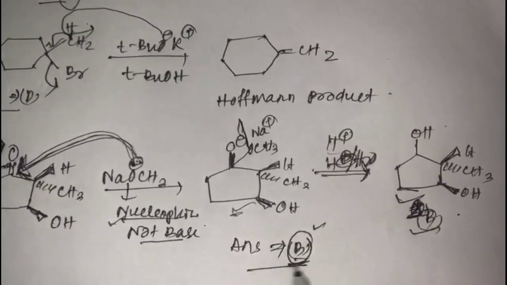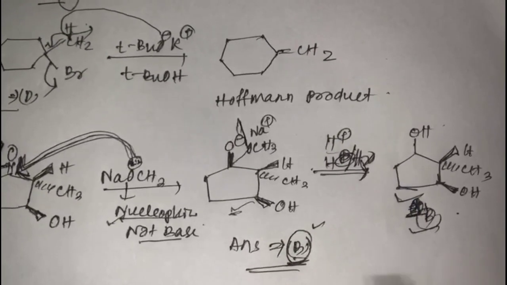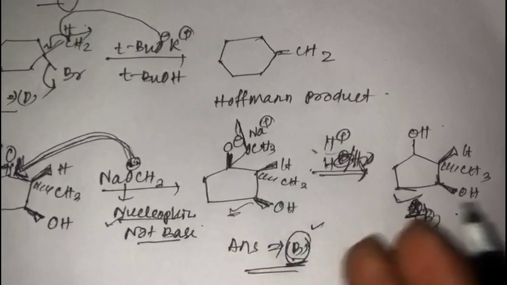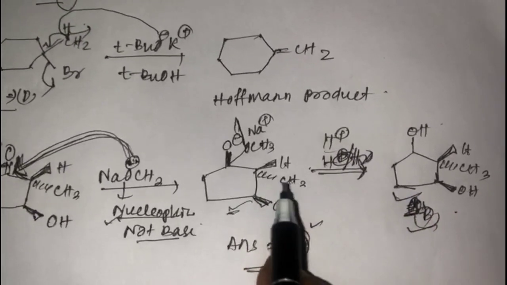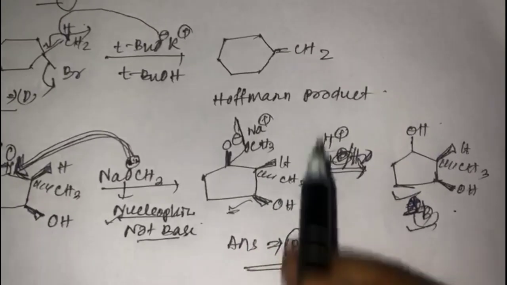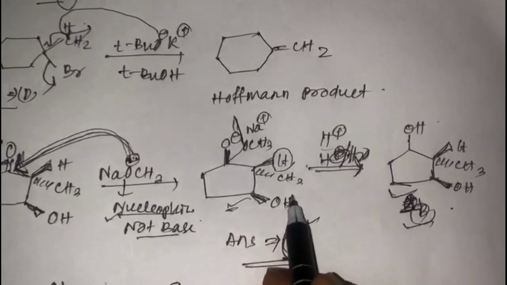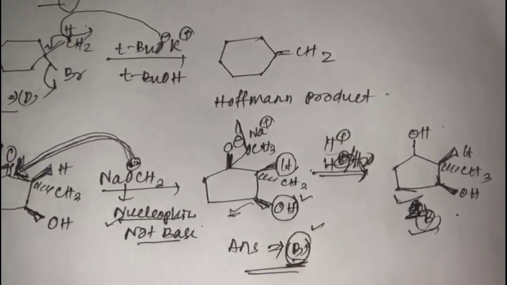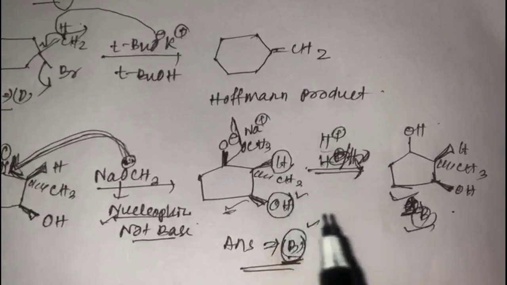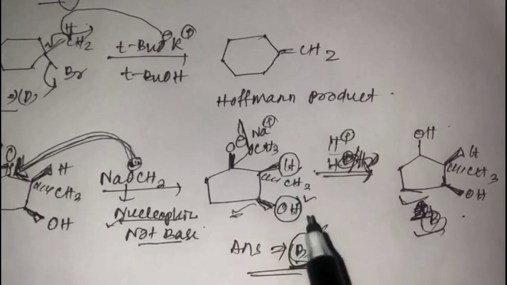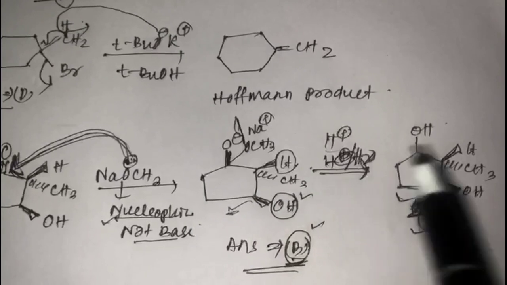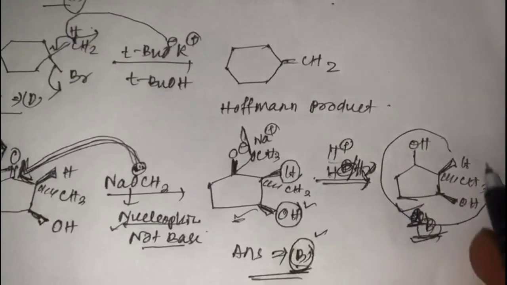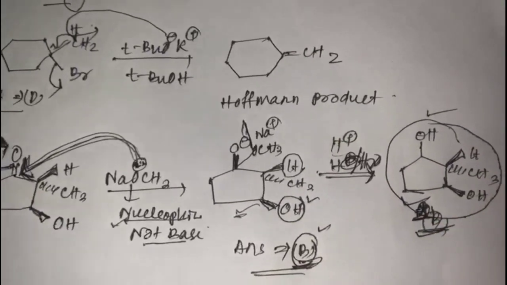See, option B is your correct answer for this particular question, because if you are thinking there will be dehydration, this will not happen, because for dehydration your hydrogen and OH group must be anti-periplanar to each other, but in this case they are periplanar to each other, meaning they are in the same plane, so no dehydration will take place. So the required product is this. So option B is the correct answer.